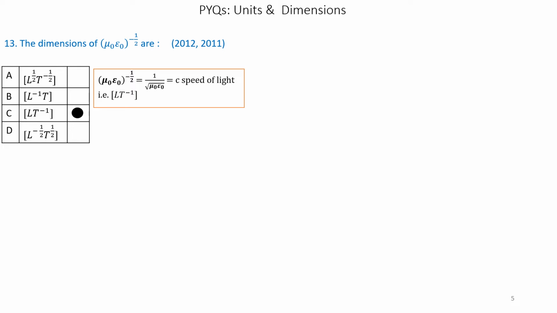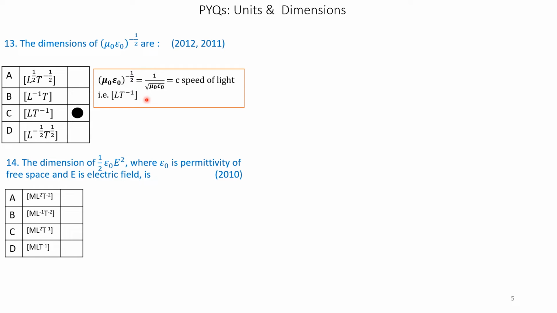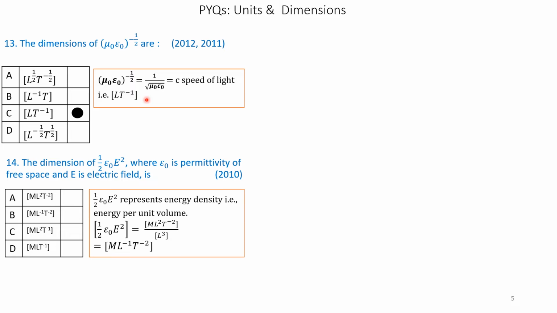We know mu naught epsilon naught whole to the power of minus half is nothing but 1 over C, that is the speed of light. Speed of light is, we know, distance over time taken. That is, its dimensions are L T to the power of minus 1. Hence, the correct answer is L T to the power of minus 1, which is given as option C. Next question.